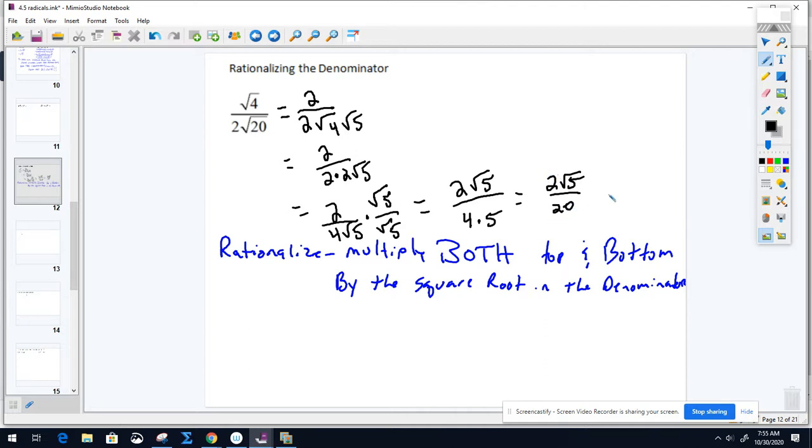And then I can reduce those two. The 2 over 20 reduces to 1. I can put a 1 here, but I'm not going to. Square root of 5 over 10. So this would be the reduced form of this radical.